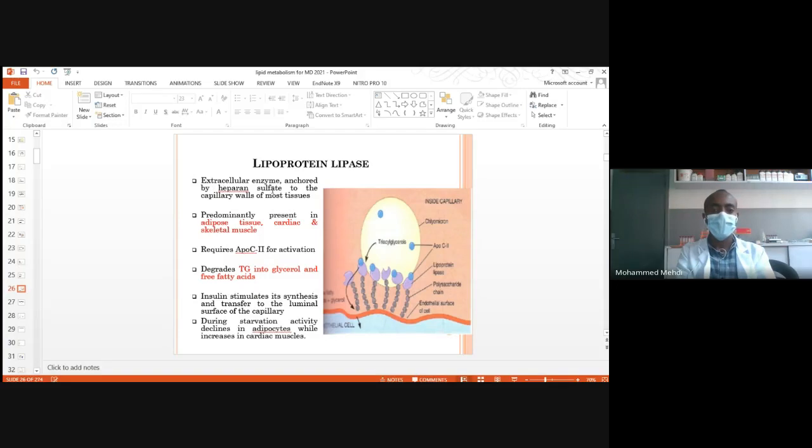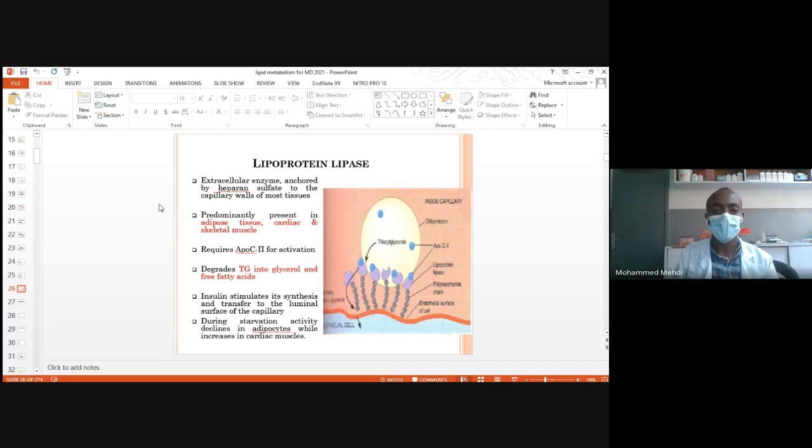Extracellular enzymes are anchored by heparan sulfate. This is a complex carbohydrate, heparin or heparan. Polysaccharides: there are two types, as you know, homopolysaccharides and heteropolysaccharides. Homopolysaccharides are made of the same monosaccharide. The same monosaccharide makes the polysaccharide, like glycogen and starch, which are made by glucose only. Cellulose, again, is made by glucose only. One type of monosaccharide is found.